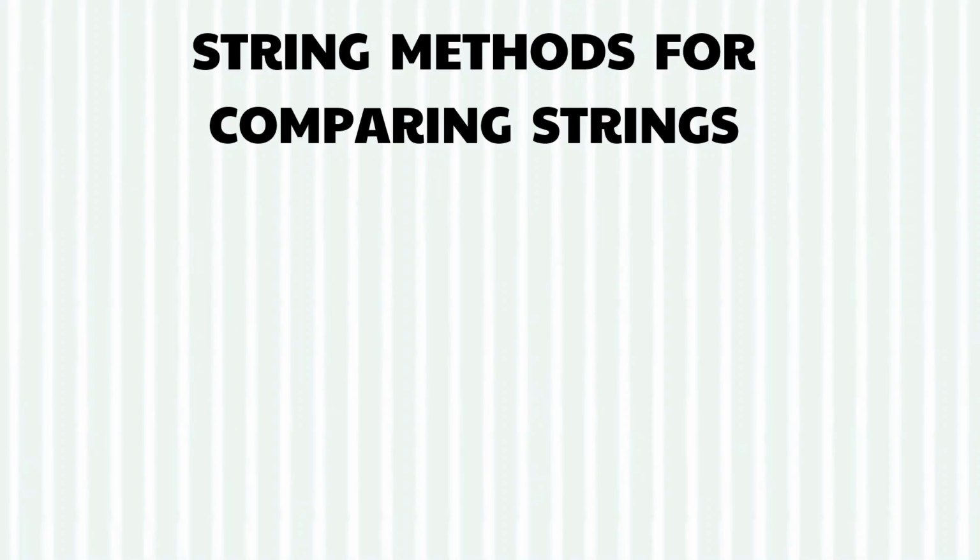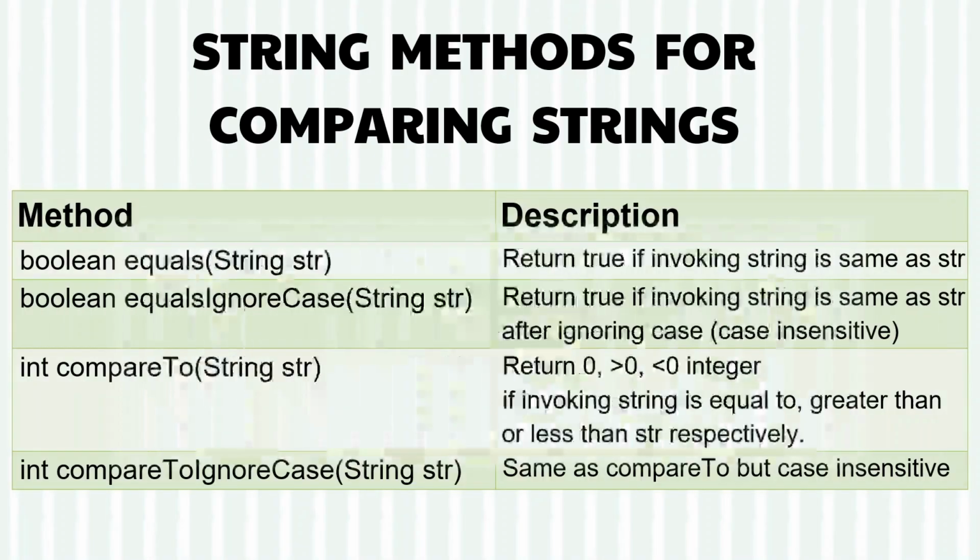String methods for comparing strings. The String class provides several methods for comparing strings. Here we will see the most commonly used method, the equals method. It will compare the string to the specified object and return true if the invoking string is the same as this str object.